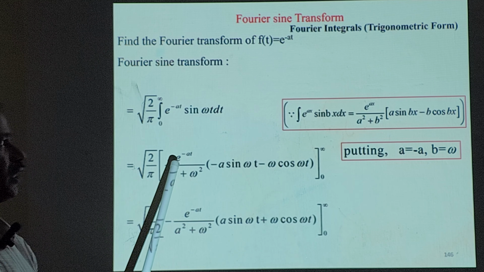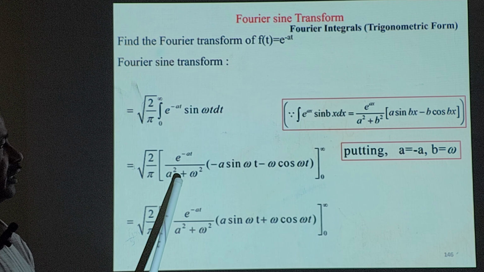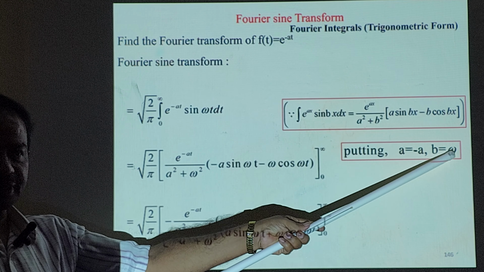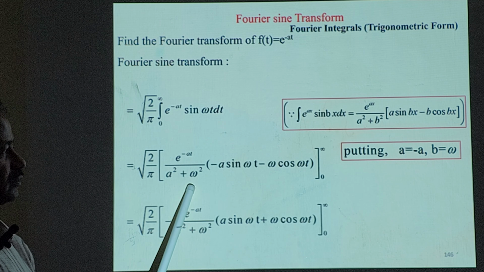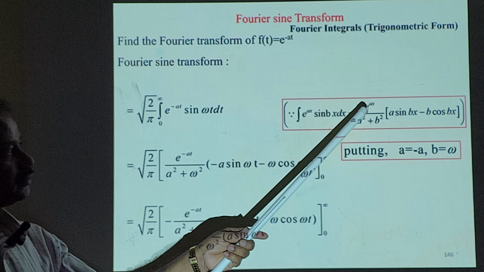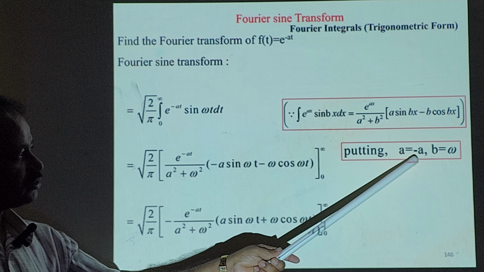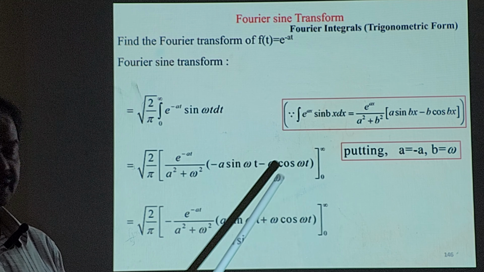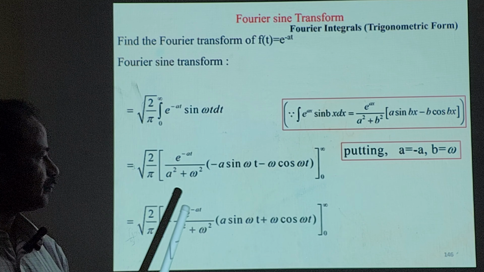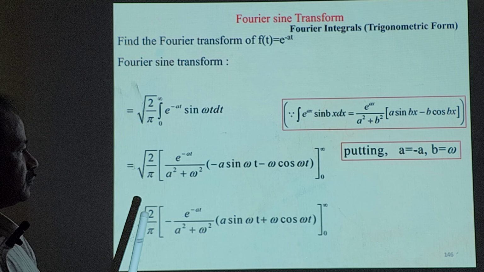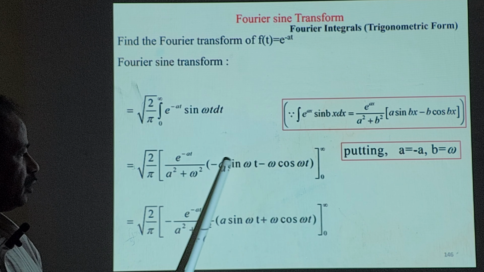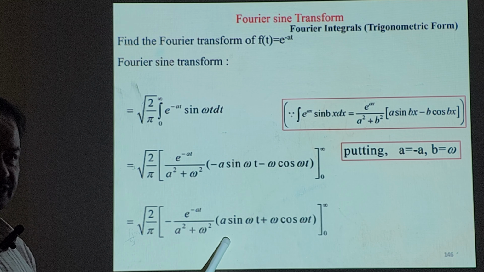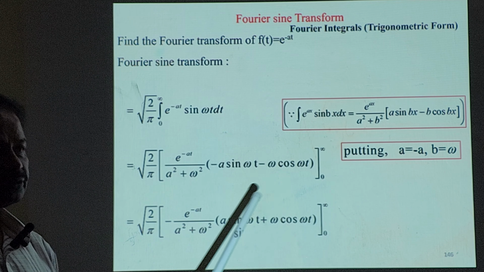Using this formula, we have e power minus at divided by a square plus omega square. Instead of b, you have omega, so a square plus omega square, and instead of a, you have to substitute minus a. So minus a sine omega t minus omega cos omega t. It's easier. Now I have pulled the minus sign out, so that will give me this expression with limits 0 to infinity.